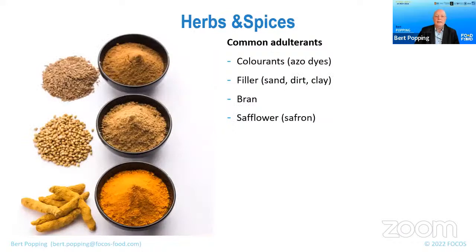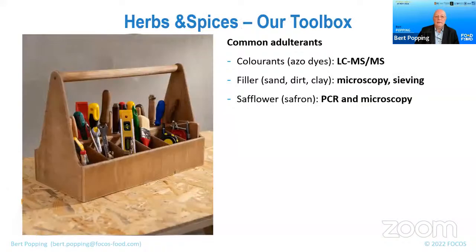For the herbs and spices, azo dyes, fillers, sand, dirt or clay, bran, safflower, especially for saffron. So here, again, same toolbox, liquid chromatography coupled to mass spectrometry. For the filler, dirt and clay, we can use simple microscopy or even sieving. For safflower adulteration in saffron, we can use PCR and microscopy.